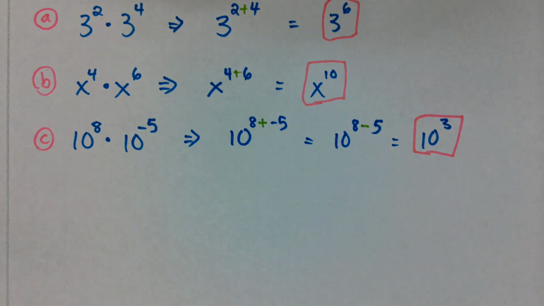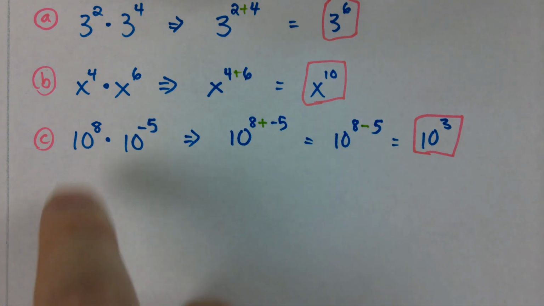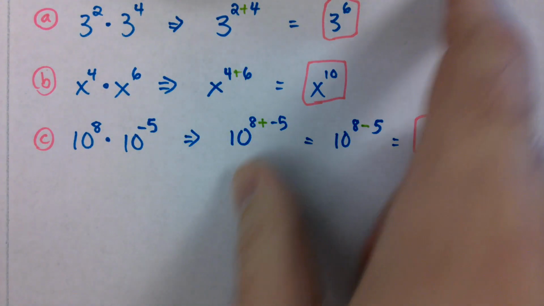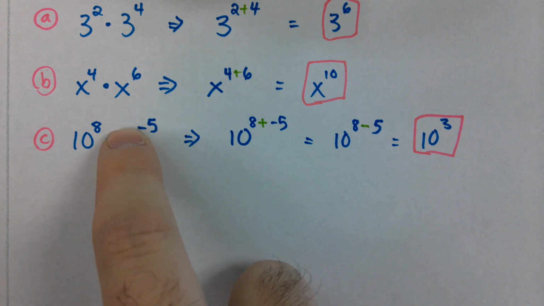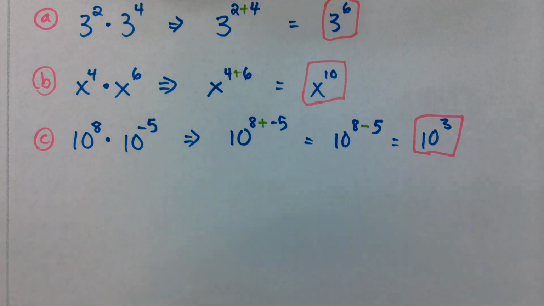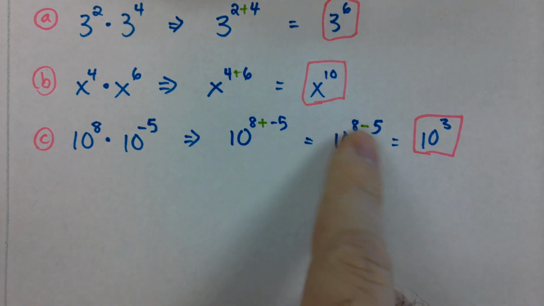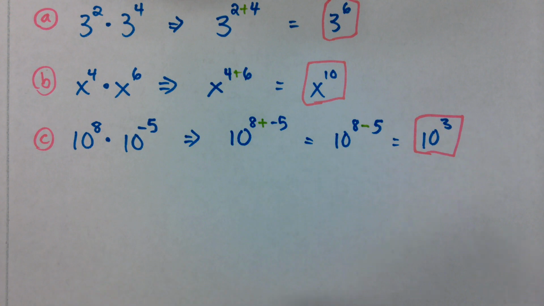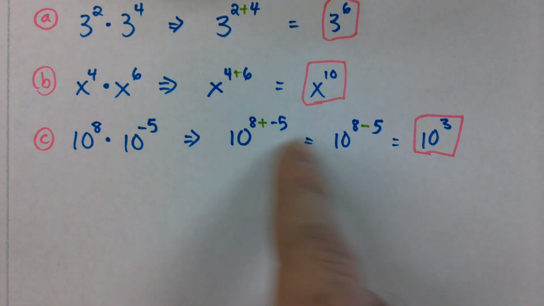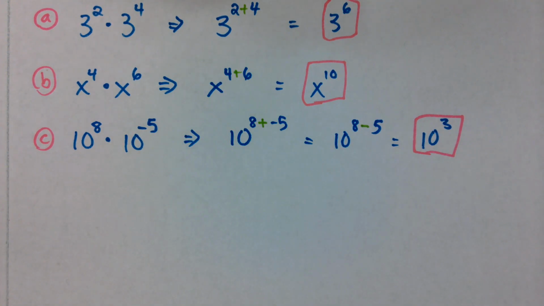Remember, I said try to not think about adding and subtracting as two different things, but just one concept of combining. The product rule says we're going to add our exponents together. But when we have a negative exponent and we add it, it's the same thing as subtracting. So I don't want you to go, I'm just going to add 8 plus 5, boom, 13. Keep in mind when you have a negative sign, it changes what your sum is going to be.